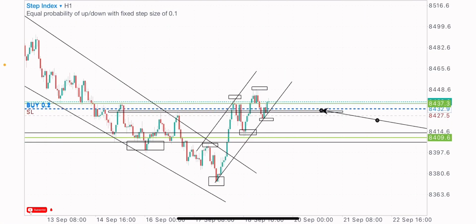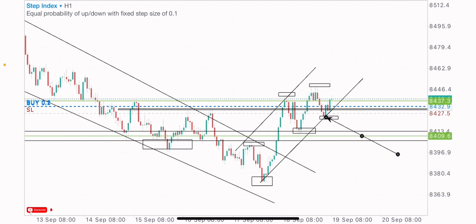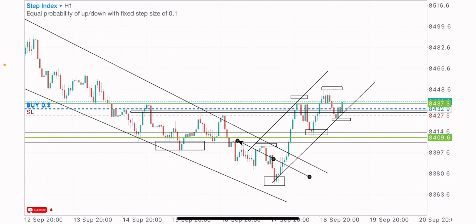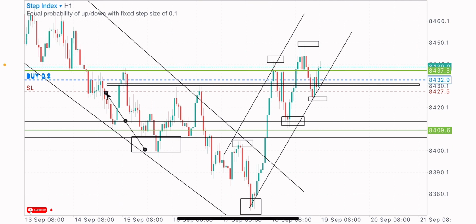So after identifying the market structure on the 1 hour time frame as well, the market trend, I identified a level. I spotted a level, a key level, which I took note of. So this is the level of resistance. This level was the resistance level at this point.